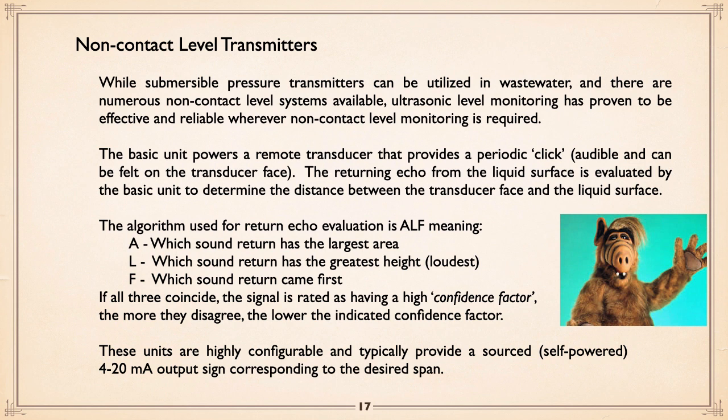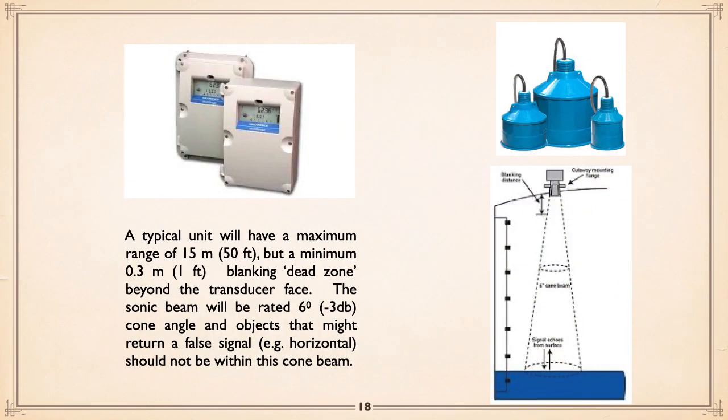These units are highly configurable and typically provide a self-powered 4 to 20 milliamp signal to the desired span. In other words, it serves as a power supply as well, but gives you a 4 to 20. Typical units have a range of 50 feet or so, but typically have a blanking dead zone. In other words, for the first foot, you're simply too close for them to work. The sonic beam is rated at a 6-degree cone angle, which gives us minus 3 dB loss. This is for sound people, not us. We're not of sound mind or body.